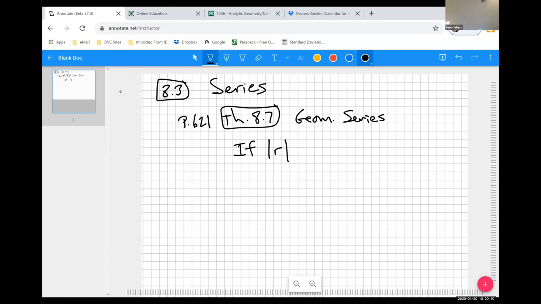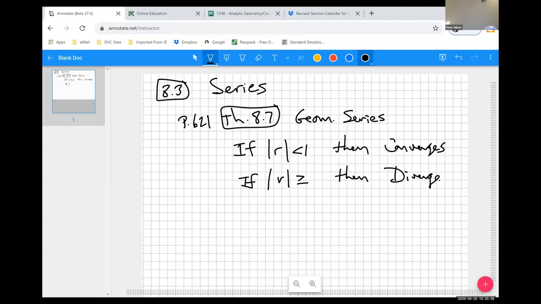If the absolute value of r, that constant ratio, is less than one, then the series converges. And if the absolute value of r is greater than or equal to one, then the series diverges. And also, if it converges, the sum is a sub 1 over 1 minus r.